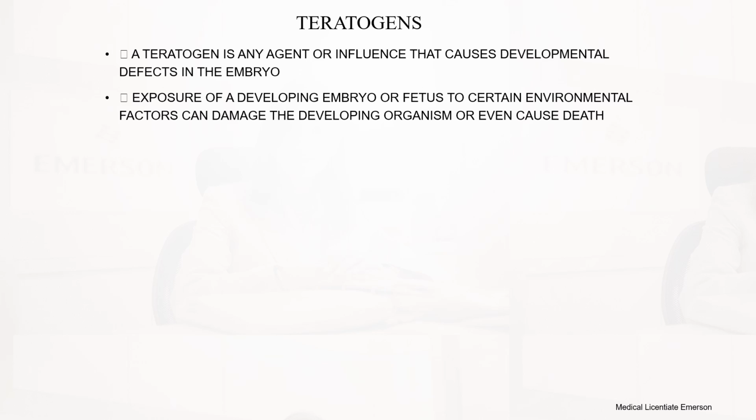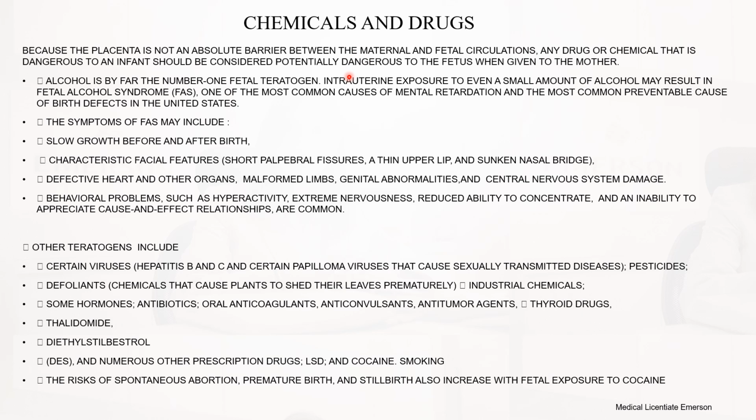We are now going to talk about what we call teratogens. So a teratogen is an agent or influence that causes developmental defects in the embryo. So exposure of a developing embryo or fetus to certain environmental factors can damage the developing organism or even cause death. Okay, so what are some of the teratogens? We can have chemicals, we can have drugs, etc., and of course, we're going to discuss those. Okay, so because the placenta is not an absolute barrier between the maternal and the fetal secretions, any drug or chemical that is dangerous to an infant should be considered potentially dangerous to the fetus when given to the mother.